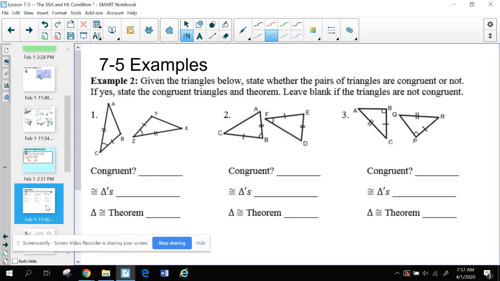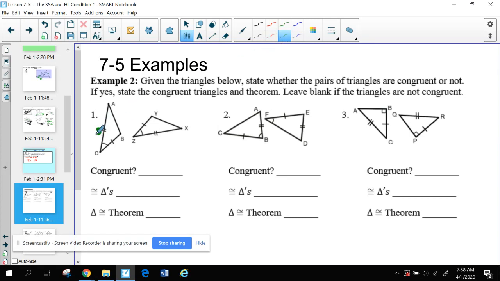Let's try some examples. So now we're using kind of all of the theorems that we've talked about. As we look through it, we're going to decide if it's congruent. We're going to write the triangle congruency statement, and then say what theorem lets us say they're congruent. So let's look at the information given for number 1.